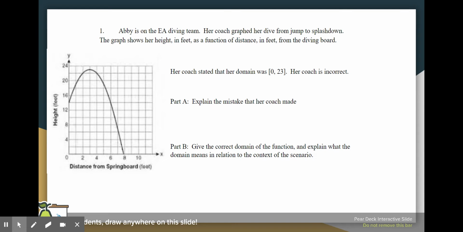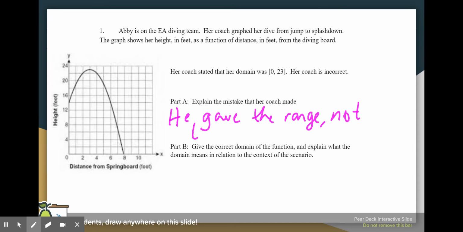So what is the mistake here? Well, it doesn't go to 23. He must have given the range because this goes to 23. See, it goes all the way up to here. So we're going to say that he gave the range, not the domain. Or you can say that he put the y values, not the x values.